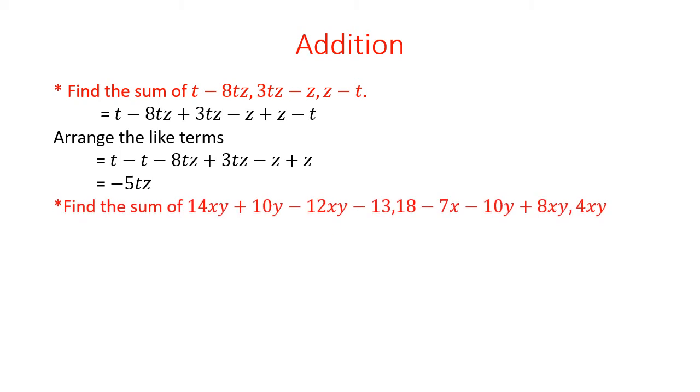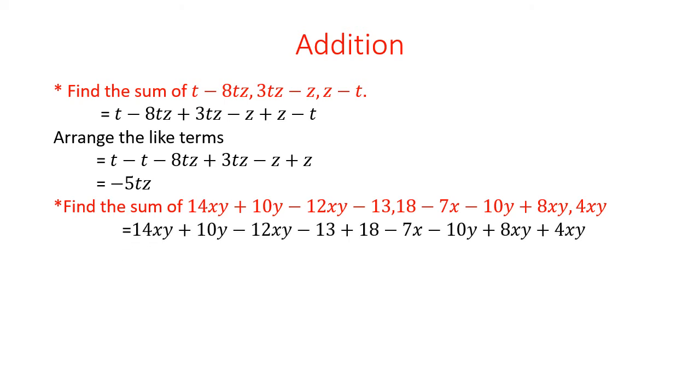Then see the next problem: find the sum of 14xy plus 10y minus 12xy minus 13, 18 minus 7x minus 10y plus 8xy, and 4xy. Totally three expressions. First just add them: 14xy plus 10y minus 12xy minus 13 plus 18 minus 7x minus 10y plus 8xy plus 4xy. So we add all three expressions.